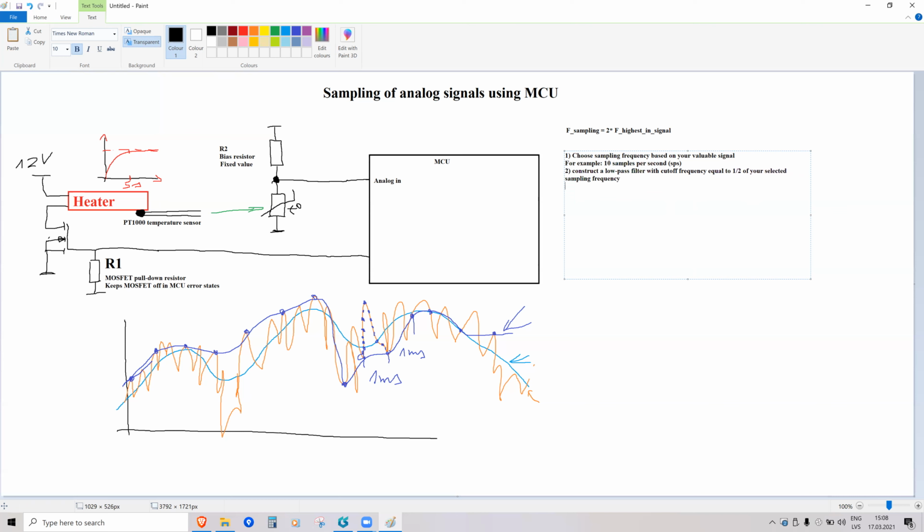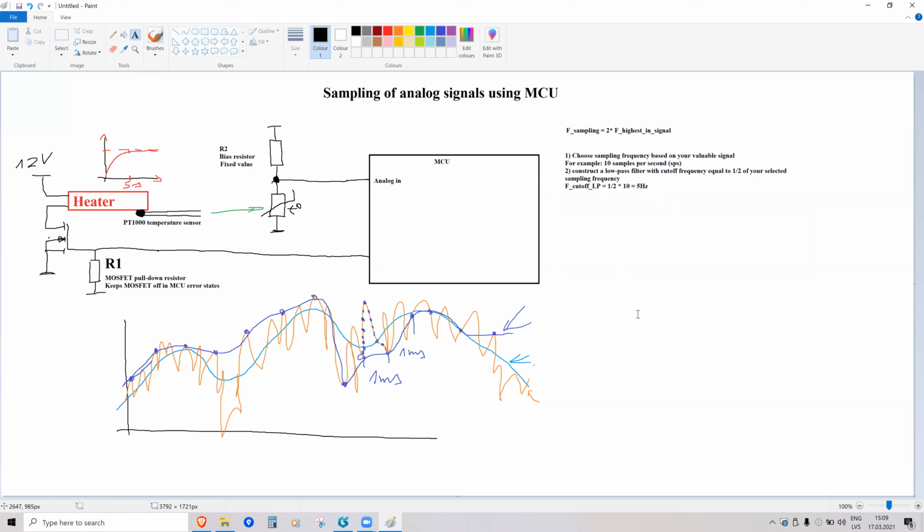Okay, so in this case, if we're sampling at 10 samples per second, the filter should be such that the cutoff frequency for the low pass filter is 1/2 of 10 samples per second, which is equal to 5 hertz. So, you know, a very low pass filter. Can you construct such a filter?